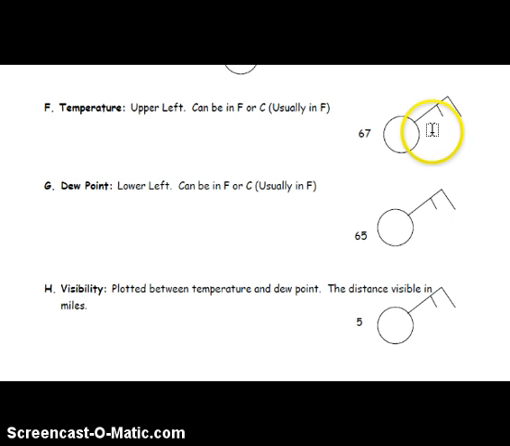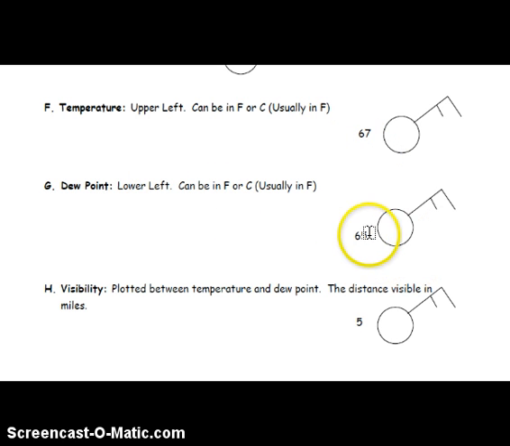Next thing would be the temperature. Temperature is placed in the upper left section of the station model. It can be in Fahrenheit or Celsius. It's usually in Fahrenheit because that's what we use here. But it needs to be the same for all your temperatures. So your dew point needs to be in Fahrenheit if your temperature's in Fahrenheit. Or if your temperature's in Celsius, then your dew point needs to be Celsius. It needs to be the same on the station model, okay?